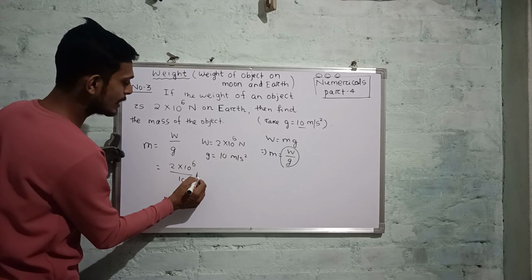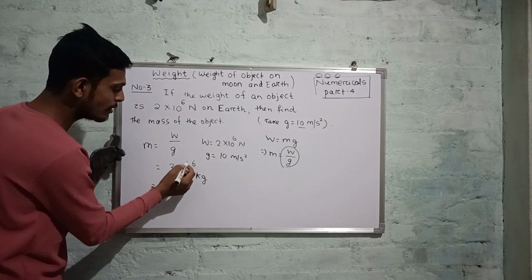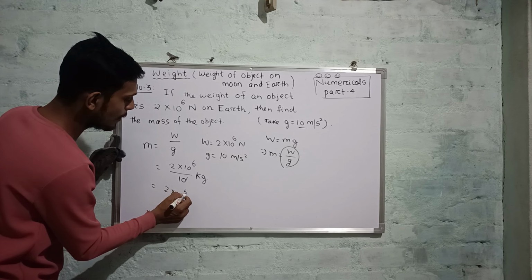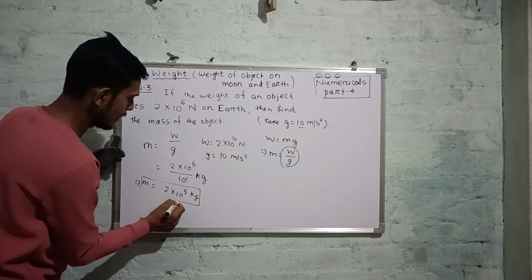Mass unit is kg. So 10 to the power 6 divided by 10 gives 2 into 10 to the power 5 kg. So mass will be 2 into 10 to the power 5 kg.